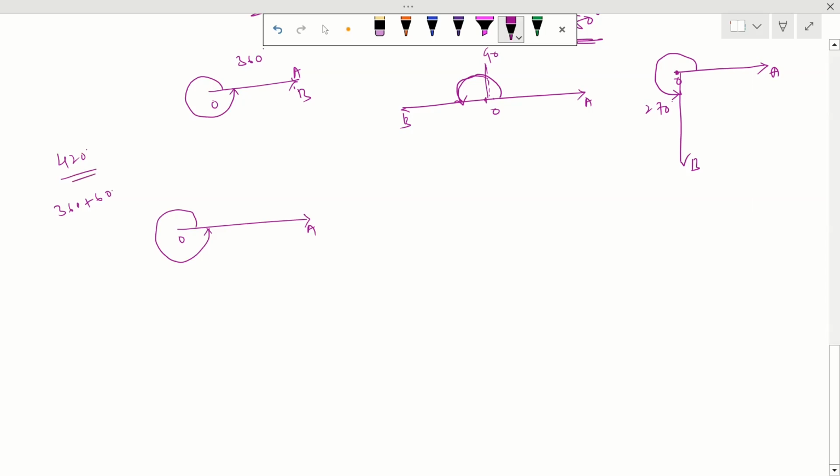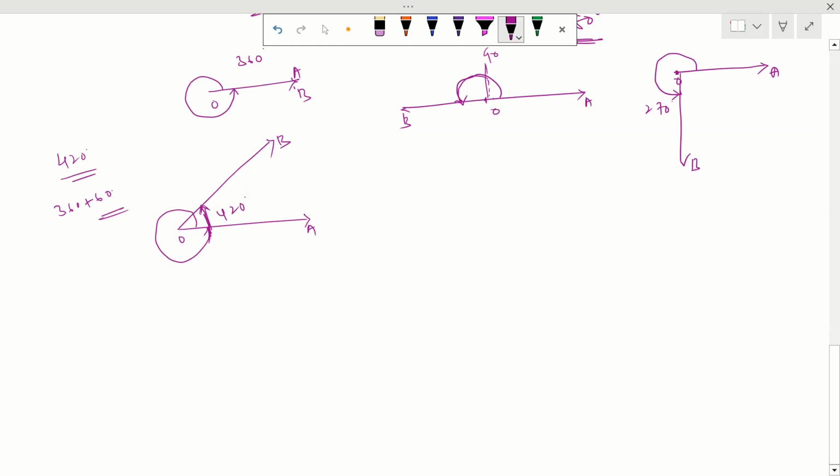Then 60 extra degrees we have to measure. So here it has to come again. It does not stop here, it will come here, then one cycle is complete, and again the 60 degrees goes up. This is the B point, and the angle of this is 420 degrees. Likewise, we measure in the anti-clockwise direction for positive angles.